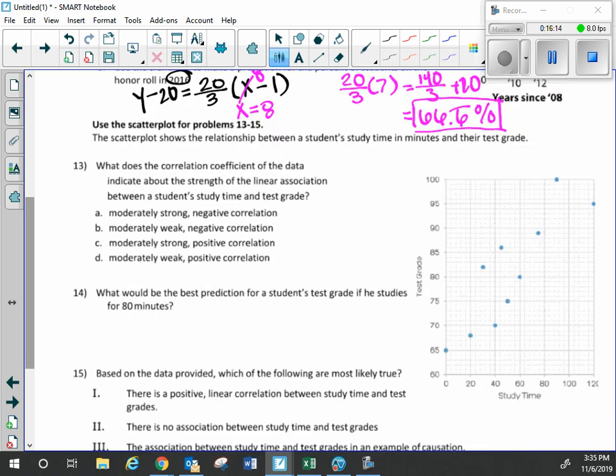Use the scatter plot, so we're using this scatter plot. What does the correlation coefficient of the data indicate about the strength of the linear association between the student's study time and test grades? So moderately strong positive correlation, those points are pretty close together. What would the prediction for a student's test grade be if he studies for 80 minutes? So you're interpolating here, somewhere around 90 to 95. Because it would be in this realm right here.